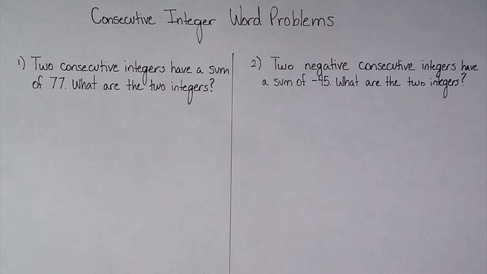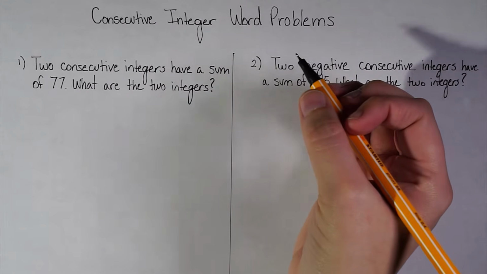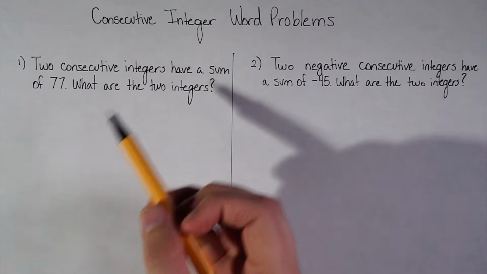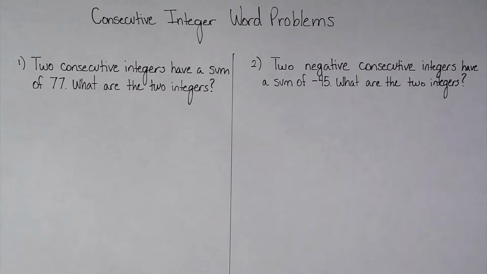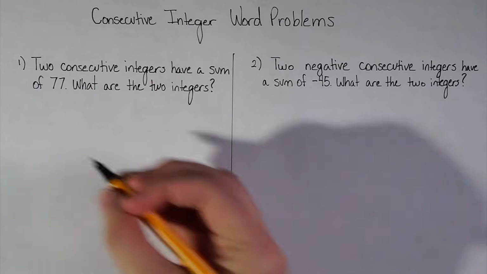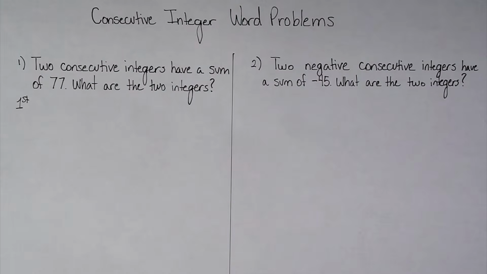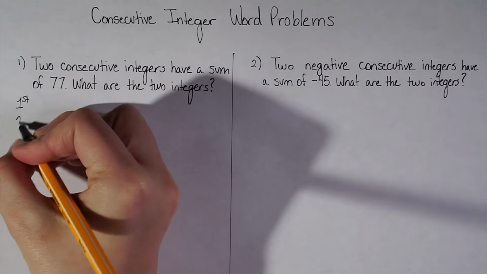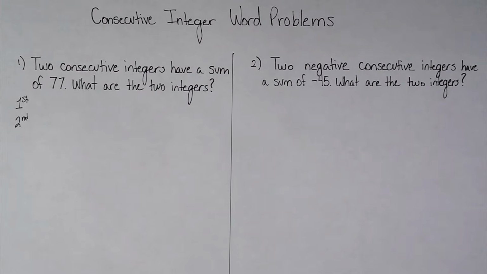So a key word here is sum. Sum means adding. So I know that this is saying that I've got 2 whole numbers that when added together equal 77, and I've got to figure out what those 2 numbers are. At first that seems very overwhelming, but just do the same thing every time. I always lay out my first number and my second number, because it said I have 2 consecutive integers.